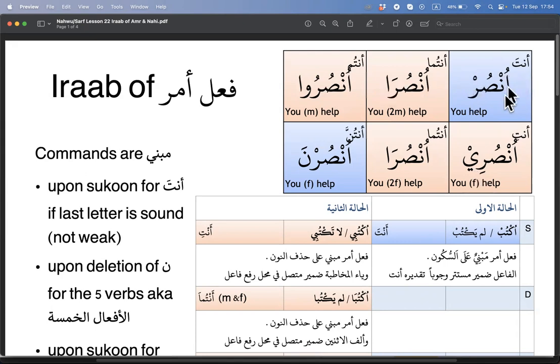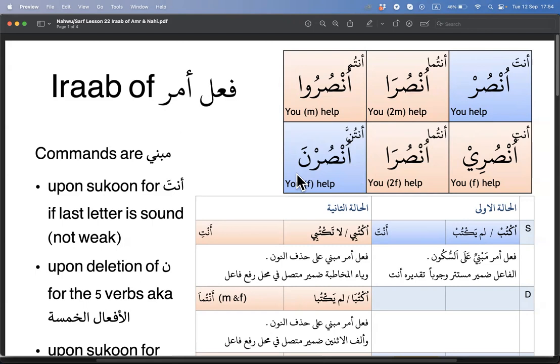And then if you cannot pronounce it, you add hamzatul wasl. The only one that you cannot make majzum is antunna, right? Because it is feminine plural, you cannot drop the nun. So you can drop the ta, but you cannot drop the nun.